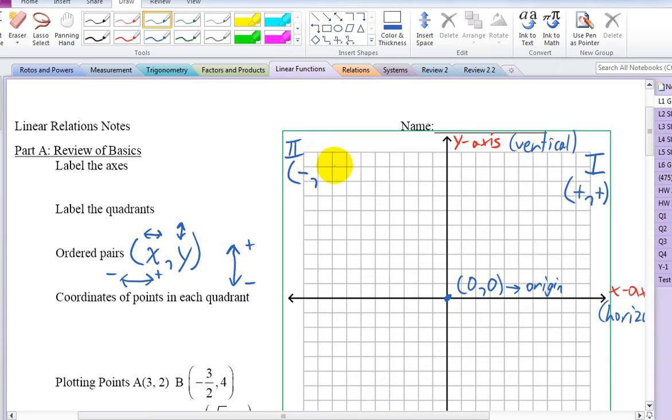And what about our y values, Alex? Good. Please write that down.